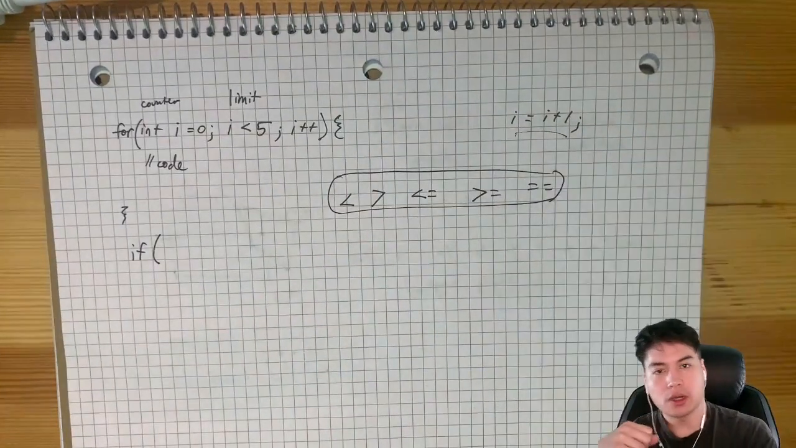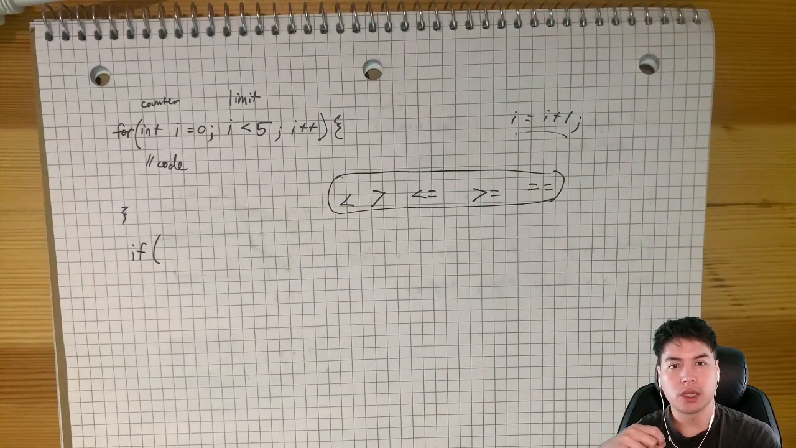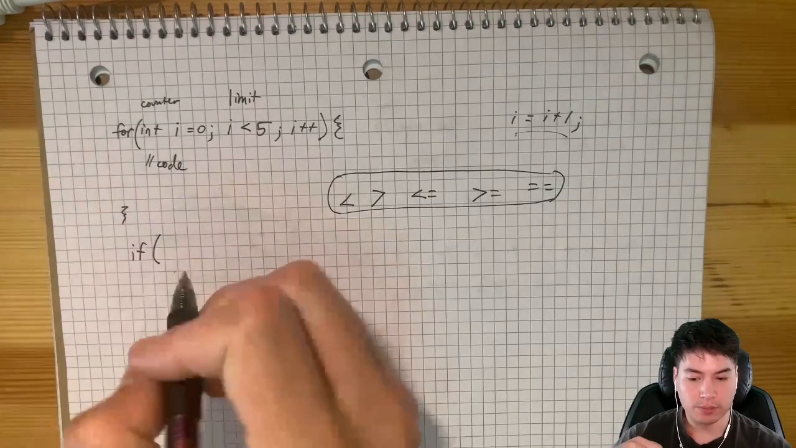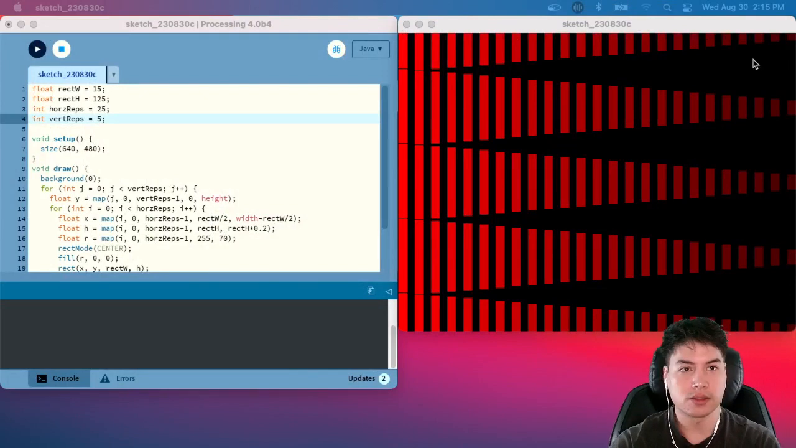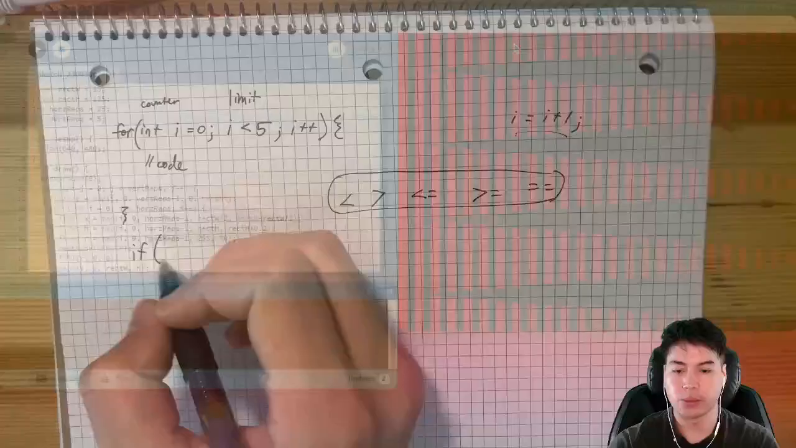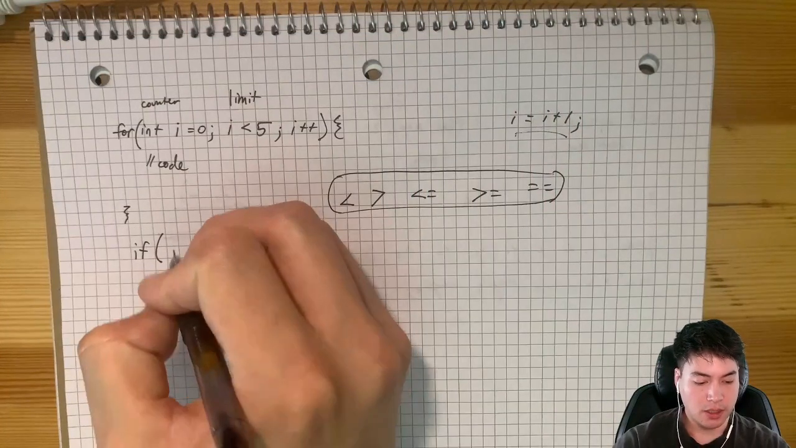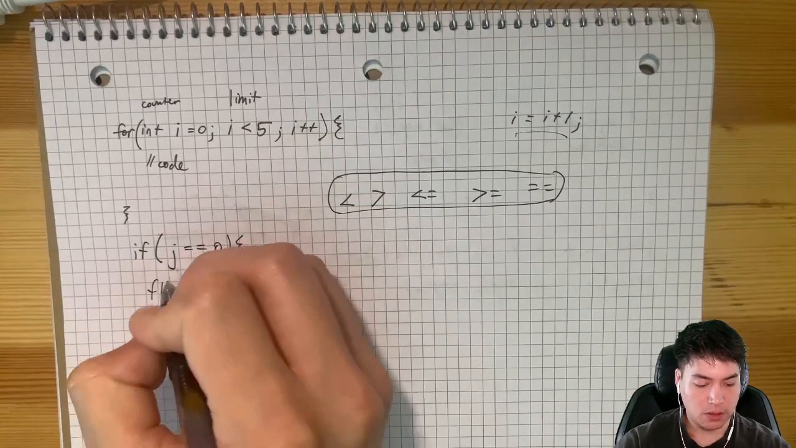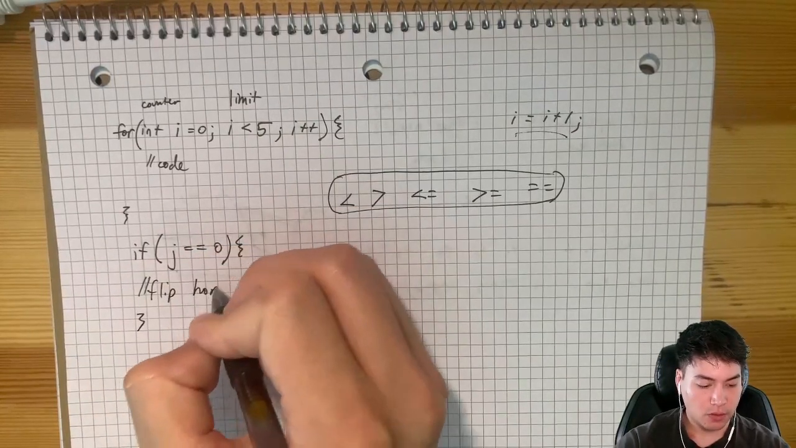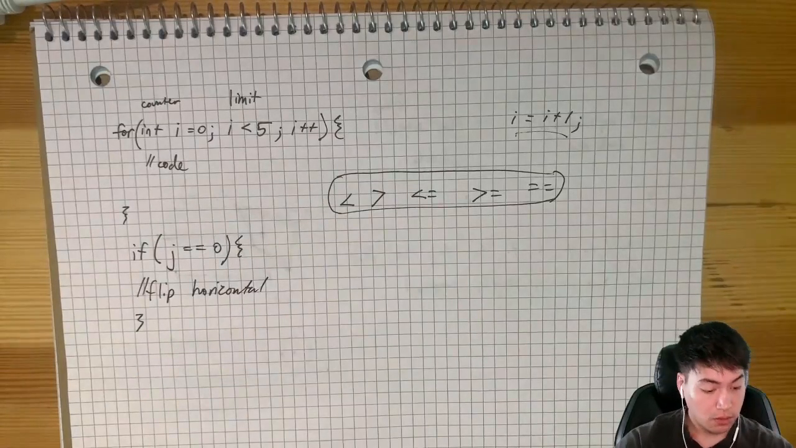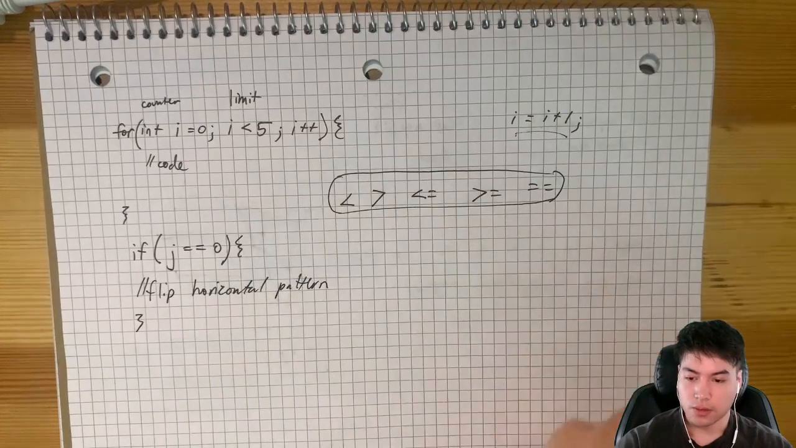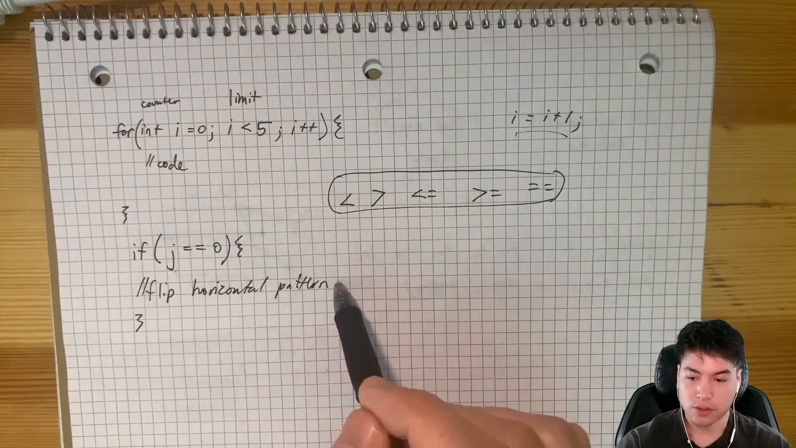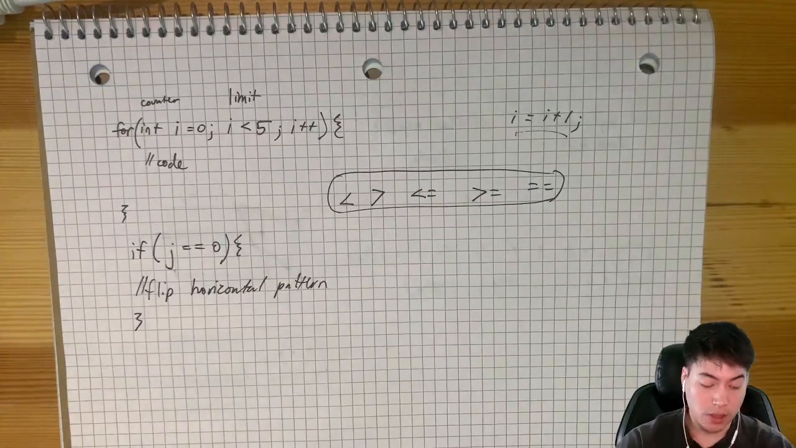So let's say I wanted this one to flip. This is j is equal to 0, right? This is the first vertical repetition. Sorry, I was pointing here to this top, right? So if I want this one to flip, I can say if j is equal to 0, right, then we'll write, this is code to flip horizontal pattern. Right? So let's see how that's going to work. If this conditional is true, it should run this code. If it's false, it will simply skip the code.